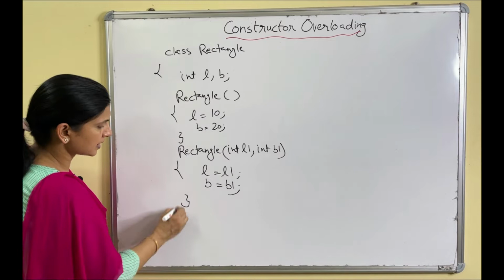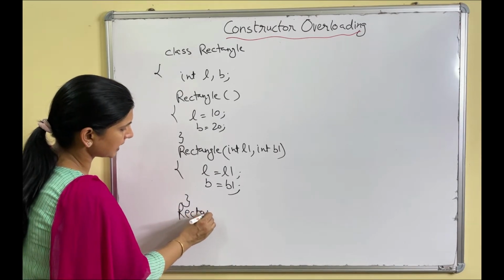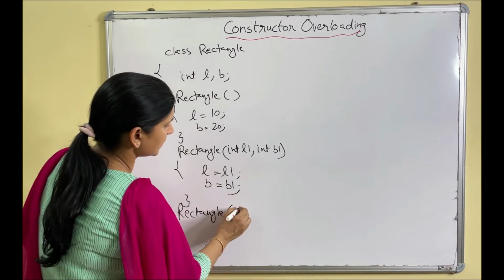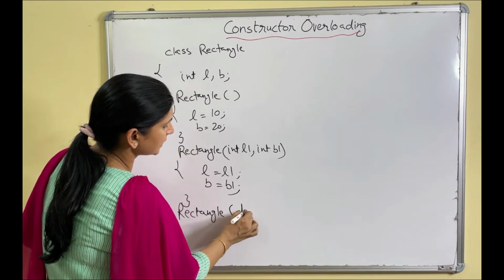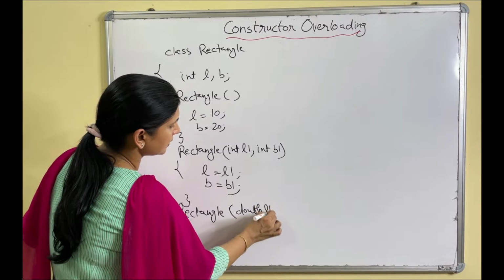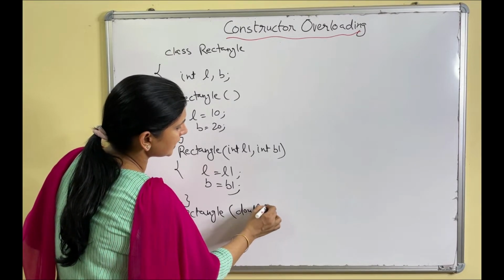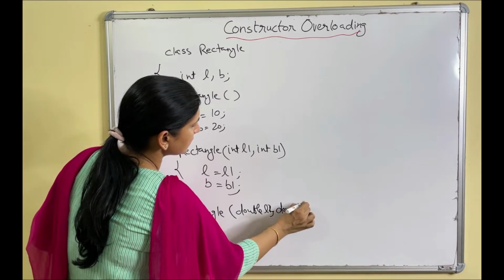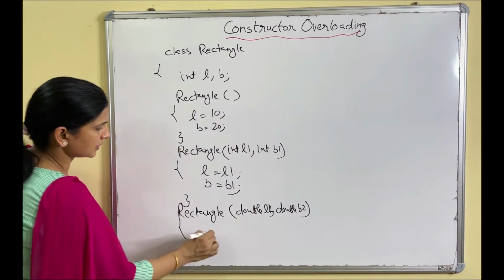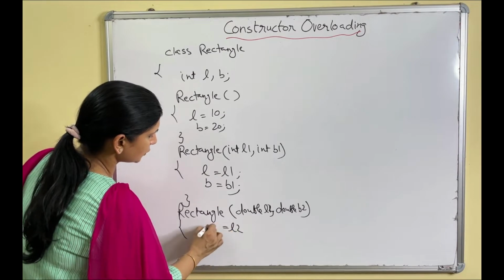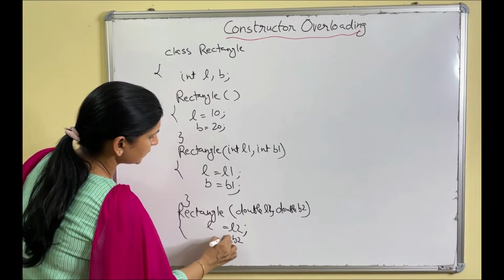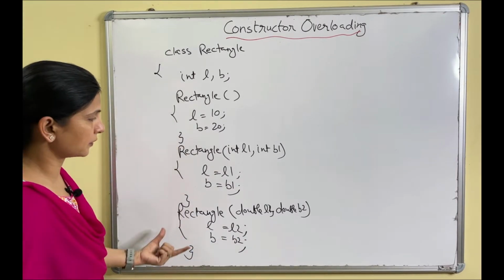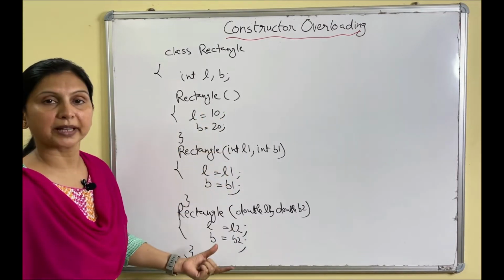Let's take one more constructor with a different parameter list. Again Rectangle, the constructor name will be the same. Then instead of int I am taking here double L1, or you can say L2, and double B2, right? Then we will assign L2 into L and B2 into B. So three constructors we have taken with different parameters.